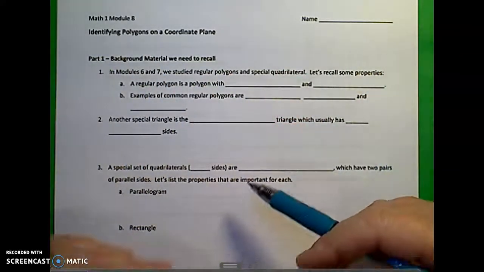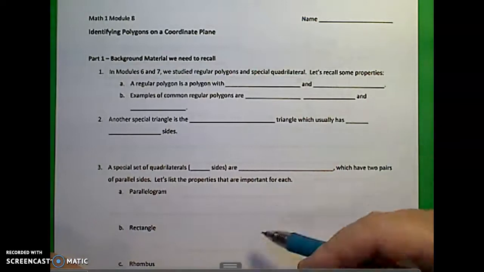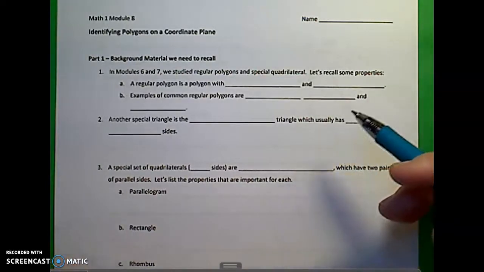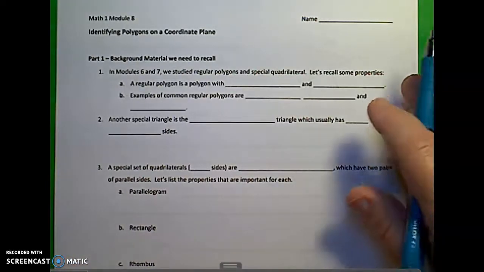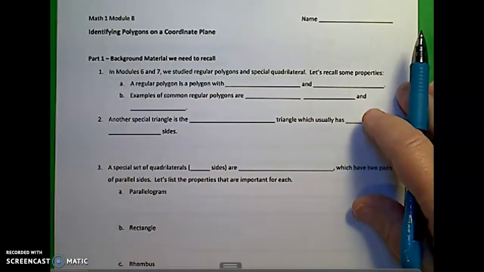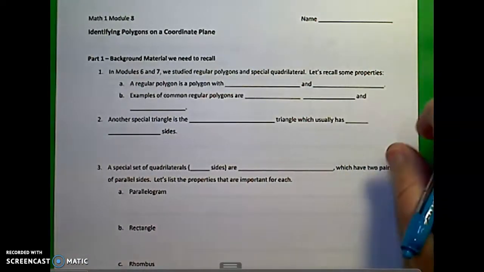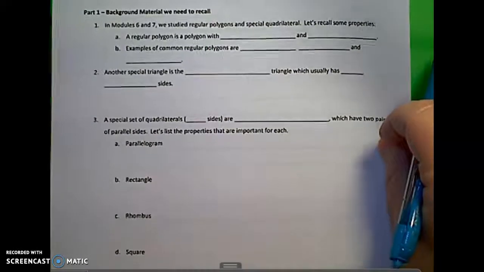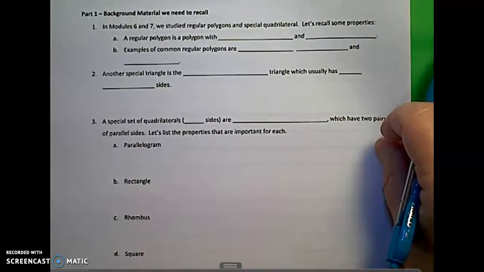We're going to go through, you can take notes or you can just simply follow along with the notes, and then you'll have homework pages to try based on some of the stuff we've done in these notes. So part 1, some background material we need to recall.